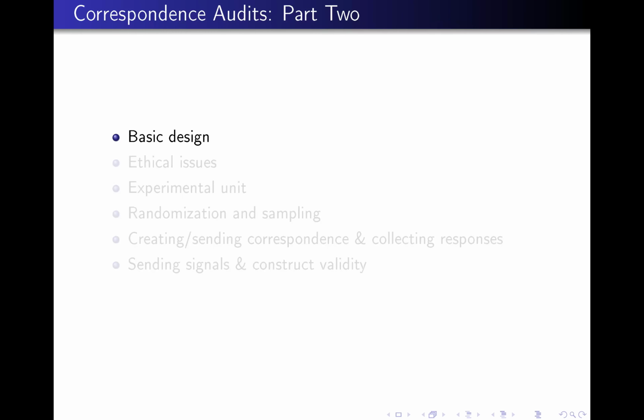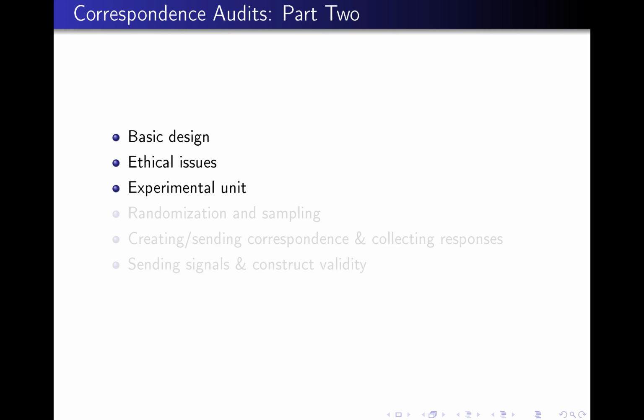The meat of the work is happening in the design phase. And so if you put something into the field and you have some sort of critical error, you're not going to fix that later. That's it. You're going to have to scrap it and start over. So we're going to talk about the basic design of correspondence audits. We're going to talk about ethical issues, which are super important.